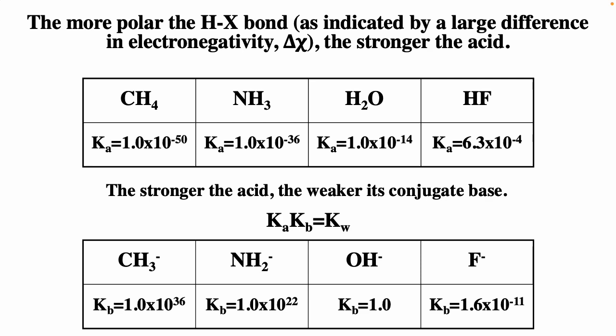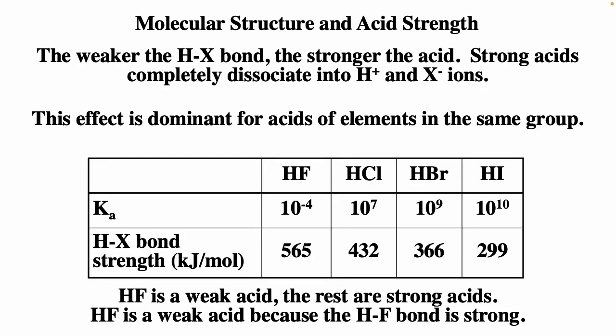The more polar the bond, the stronger the acid. The weaker the bond, the stronger the acid. Remember, on the periodic table, as you go down, the atoms get bigger and the bonds get weaker. Iodine is below bromine, which is below chlorine, which is below fluorine. Iodine is the biggest, and that's going to give you the weakest bond, and the weakest bond gives you the strongest acid. The weaker the bond, the stronger the acid. HF has the strongest bond of these four, so that's going to be the weakest acid of those four.